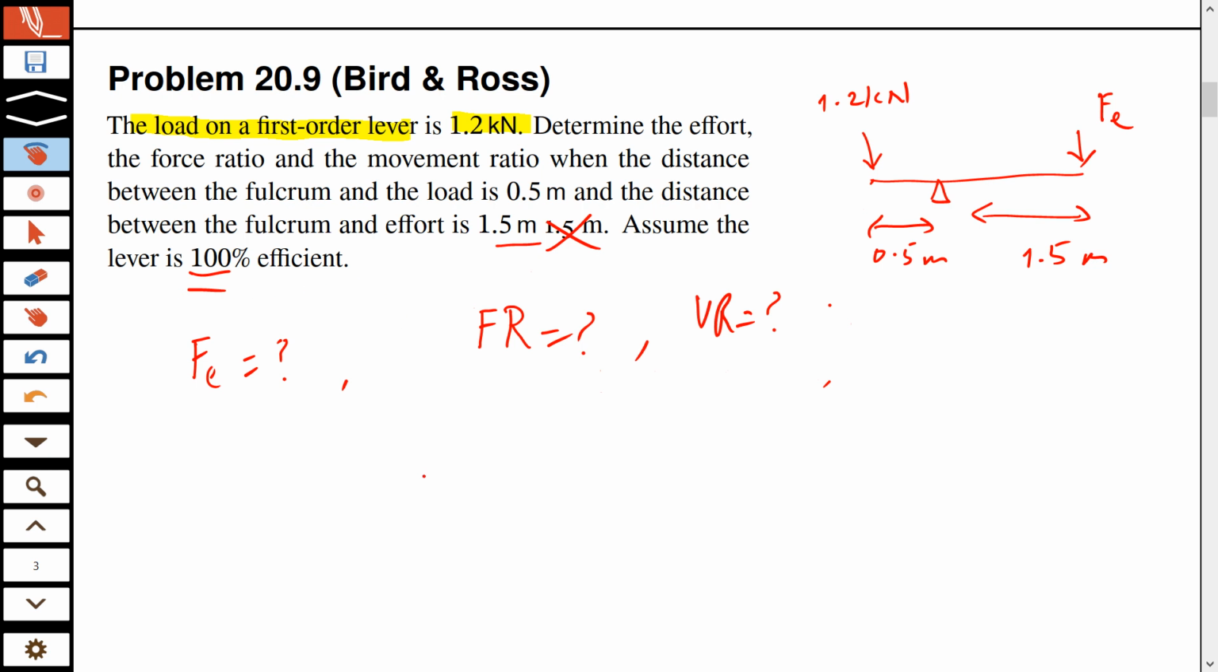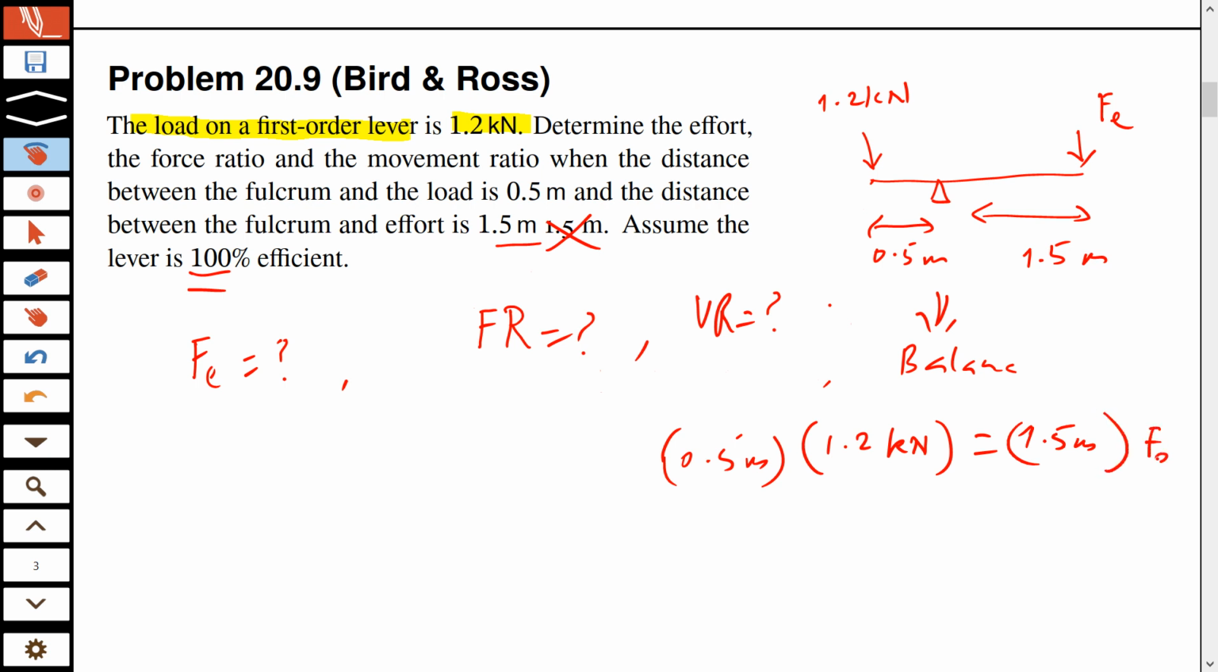So how do we go about it now? The first thing you need to do is to write that balance equation. Yeah, and how do you do it? It's actually 0.5 meters times 1.2 kilonewton. This will be the moment from the load side, and 1.5 meters times effort will be the moment on that side. You can solve this equation and you will get Fe. Okay, that's very straightforward. And force ratio will simply be FL over Fe. So now you know Fe and FL is given, so that's also straightforward.